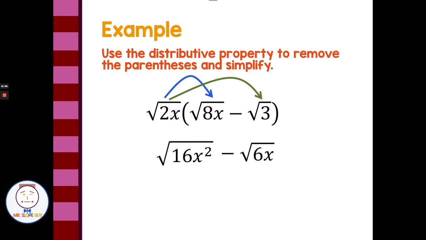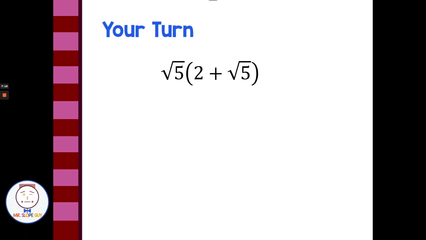Now 6x does not have any perfect square factors, so nothing we could do to reduce that any further. But 16x squared has perfect square factors because it's actually a perfect square. The square root of 16 is 4. The square root of x squared is x, because x times x is x squared. So we get 4x minus the square root of 6x. And like I said, 6x doesn't have any perfect square factors, so that's as far as it can reduce. All right, why don't you try this one on your own, use the distributive property, try to pull out any perfect square factors, and simplify.